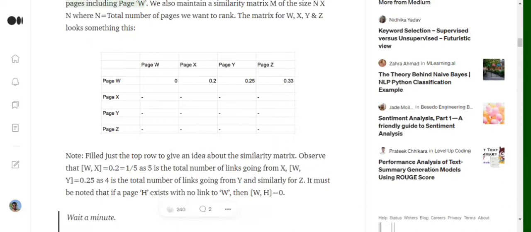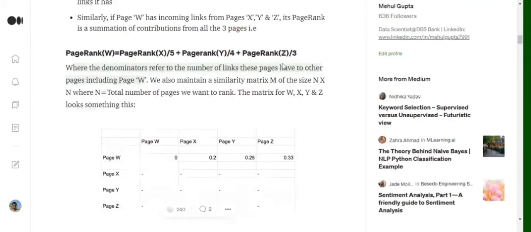Now these are dummy values, assuming the page rank of each page initially is 1. Going with the normal base, no page would have a hyperlink to itself, so it becomes 0 as it doesn't have a link to itself. If the page rank of X initially is 1, then 1 divided by 5 would be 0.2. Similarly, 1 divided by 4 would be 0.25 and 1 divided by 3 would be 0.33, as you can see in the formula.